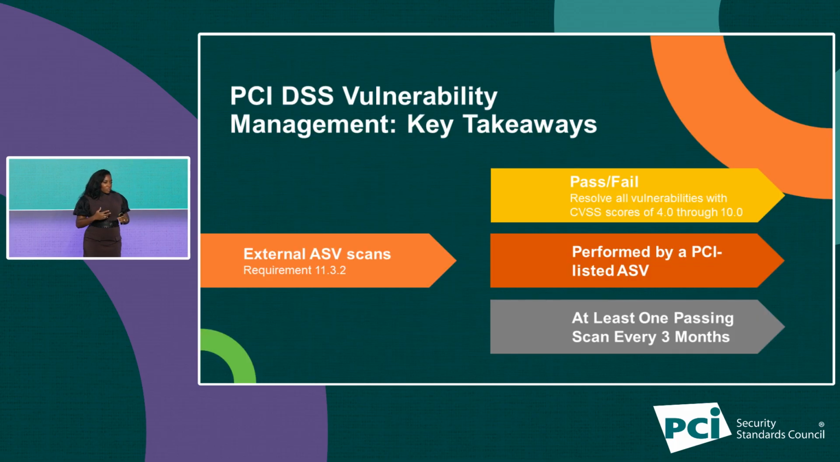So the takeaways here are vulnerability management in a nutshell. For ASV scans, you scan at least once every 3 months, but certainly it'll make your life easier if you scan on a more frequent basis. These scans are pass-fail, and all vulnerabilities with a CVSS score of 3.9 and above must be resolved. Resolve the vulnerabilities and rescan until you have a clean scan. Work with a PCI-listed ASV vendor for your external ASV scans, and you need at least one passing scan within the 3-month period.